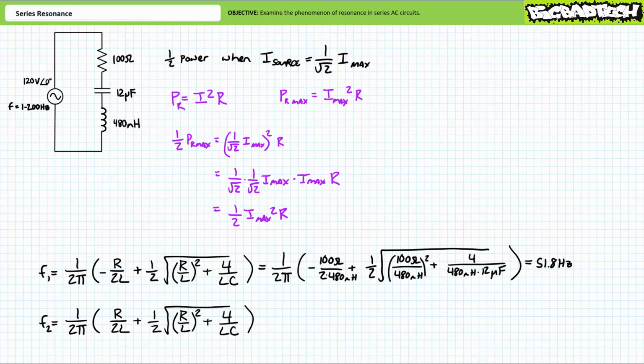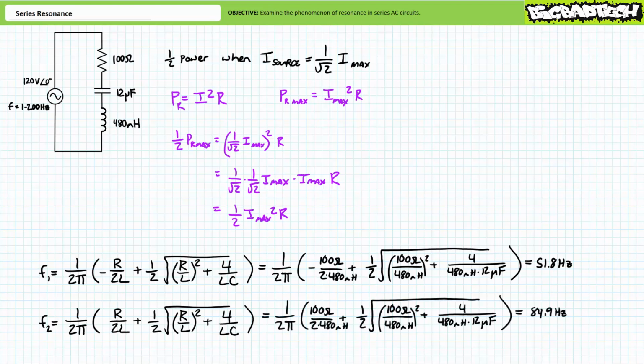For our original illustrated example, an application of the first half power formula suggests F1 equals 51.8 Hz. A subsequent application of the second half power formula suggests that F2 equals 84.9 Hz. Like I mentioned earlier, the half power region isn't exactly symmetric around the resonant frequency for this particular circuit because the lower half power frequency is separated from a resonant frequency of 66.3 Hz only by 10.5 Hz, whereas the upper half power frequency is separated from a resonant frequency of 66.3 Hz by 18.6 Hz.